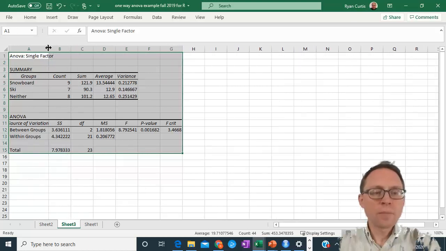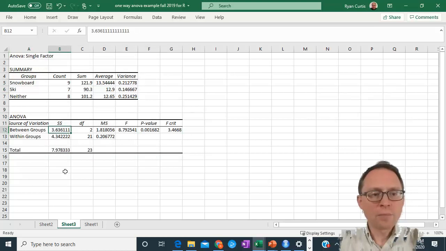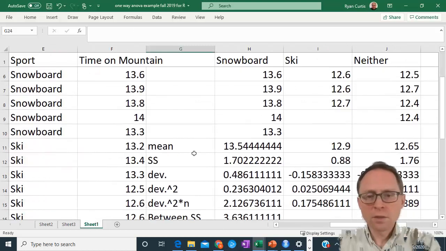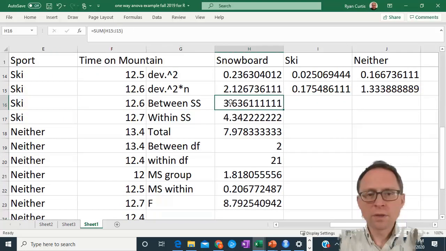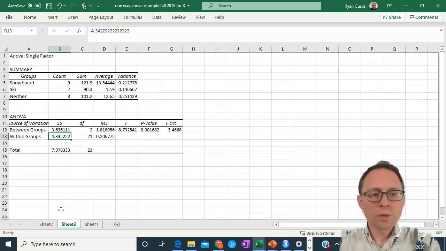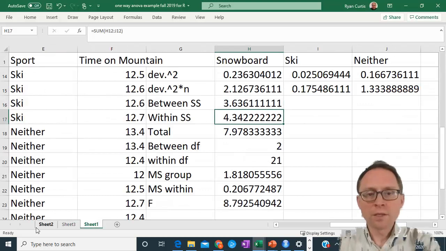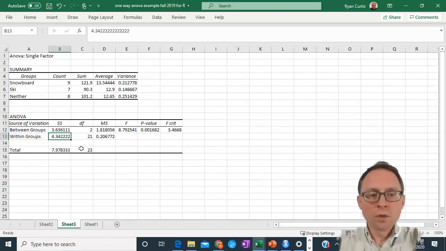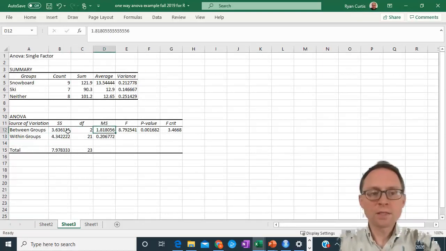So let's check our math. Let's see if we are correct. If you remember, we calculated our between group sum of squares as 3.636, and the between group sum of squares right there, 3.636. Good. We calculated our within group sum of squares as 4.342, and there it is, 4.342. Our degrees of freedom are 2 and 21.